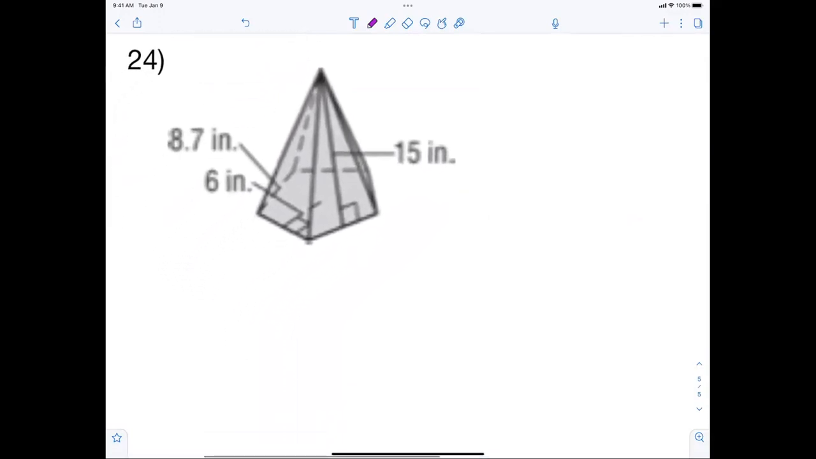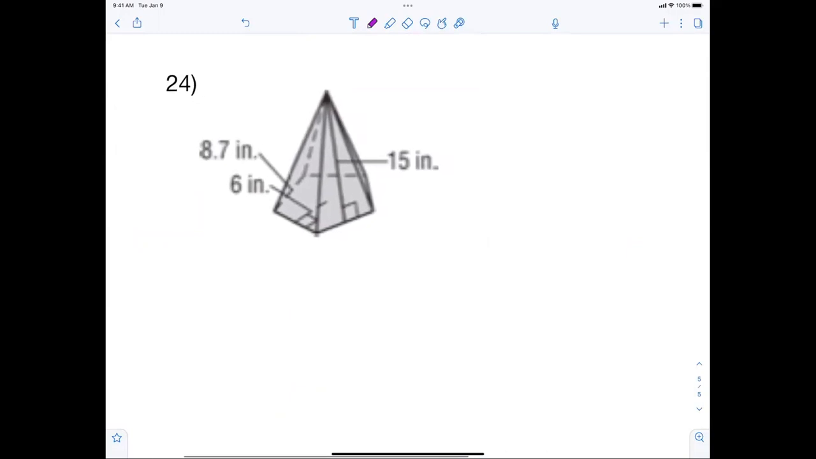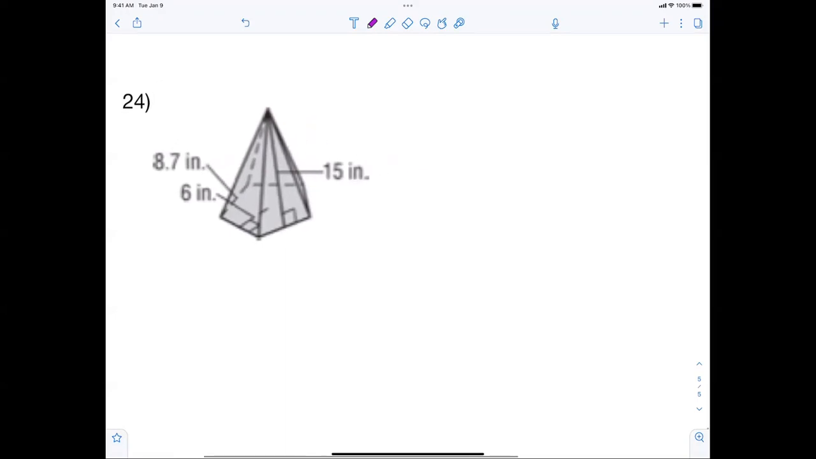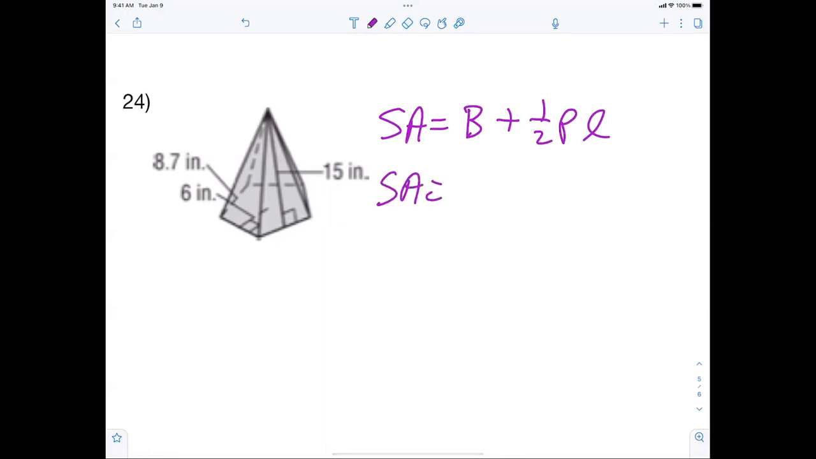All right, here they went easy on you, so I'll just do the last one. All right, let's do this. Surface area is equal to, tell me again. All right, let's calculate the area of the base.